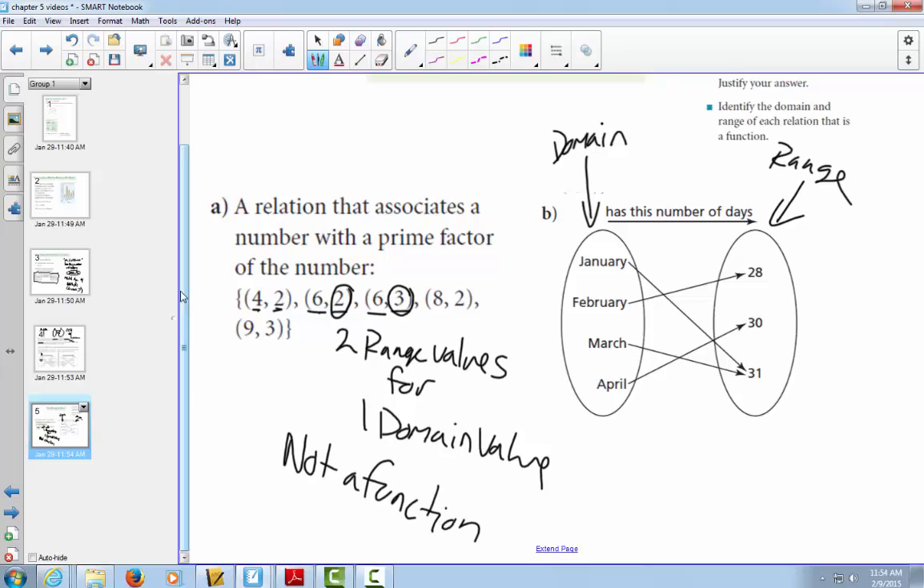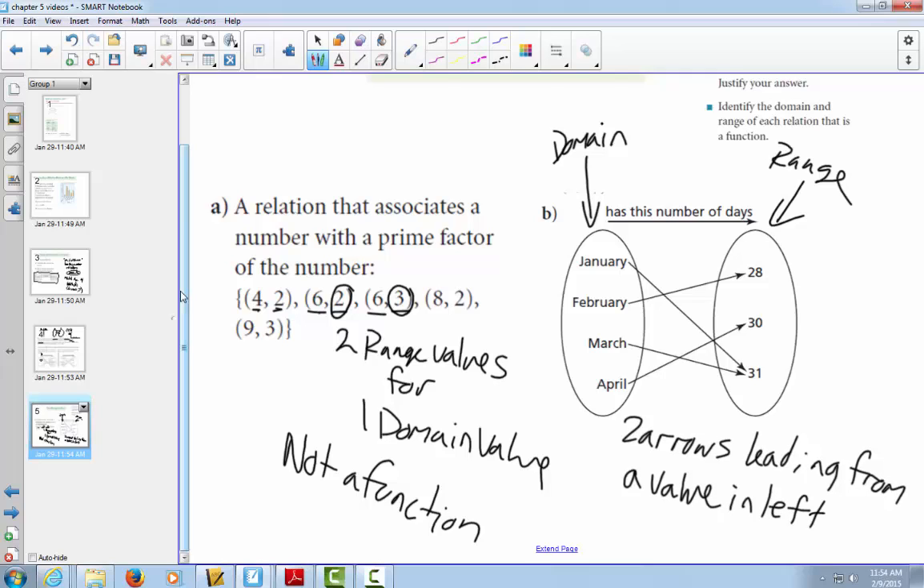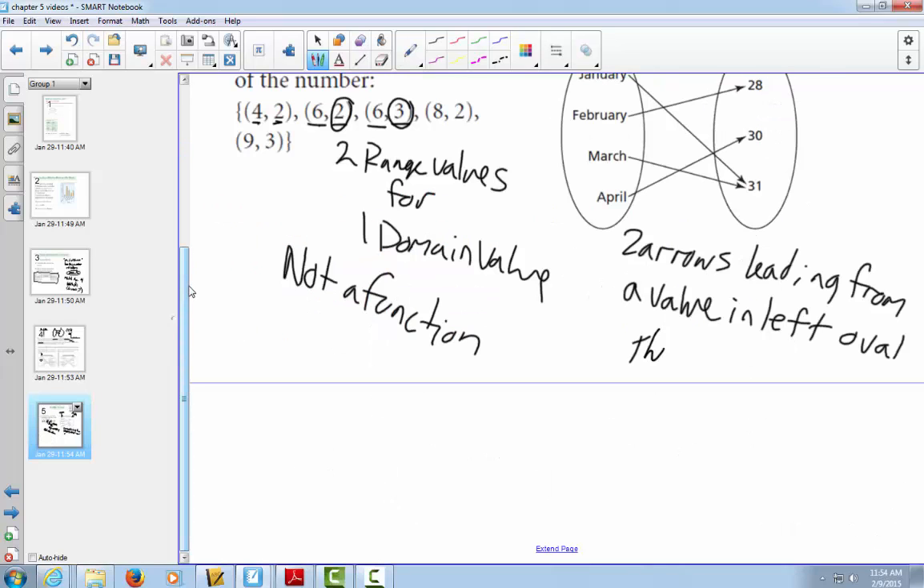Okay? There's going to be all kinds of different tests we're going to do. Now we go over here. If there's 2 arrows leading from a value or element in a left oval, then it is not a function.